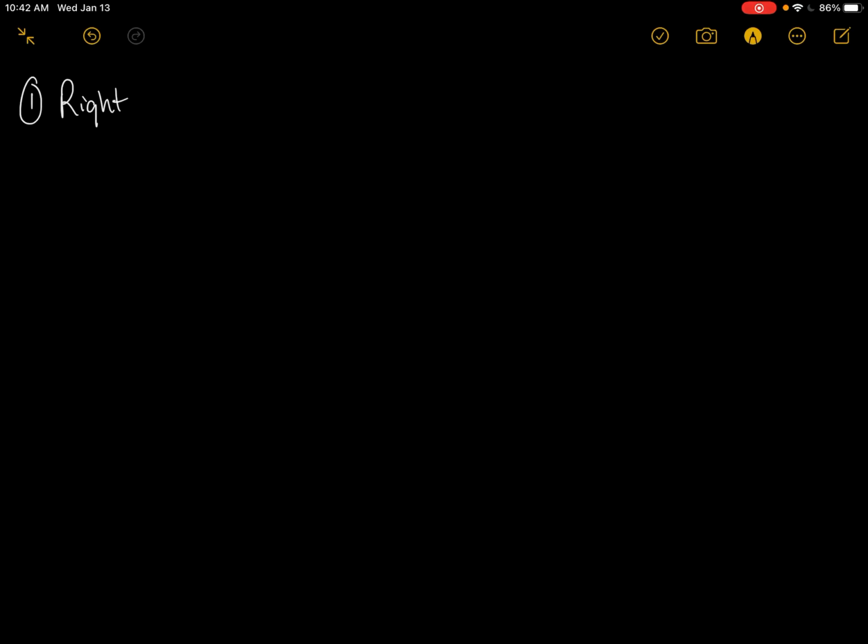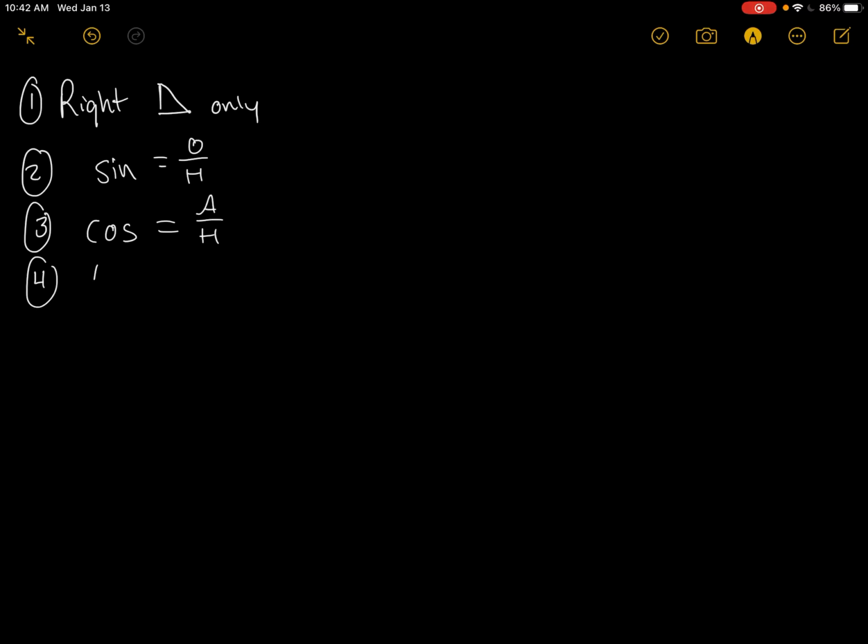So just a quick recap of our trig functions. We have sine, which is opposite over hypotenuse. We have cosine, which is adjacent over hypotenuse. And we have tangent, which is opposite over adjacent. These are all functions of an angle. You can think of that as SOHCAHTOA. That's how I literally say that in my head as I was writing that, so I didn't make a mistake there.